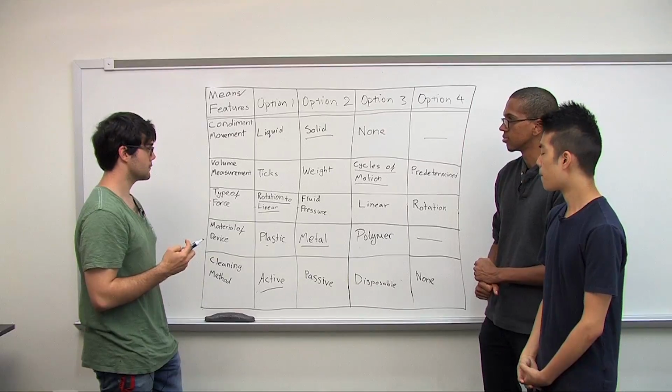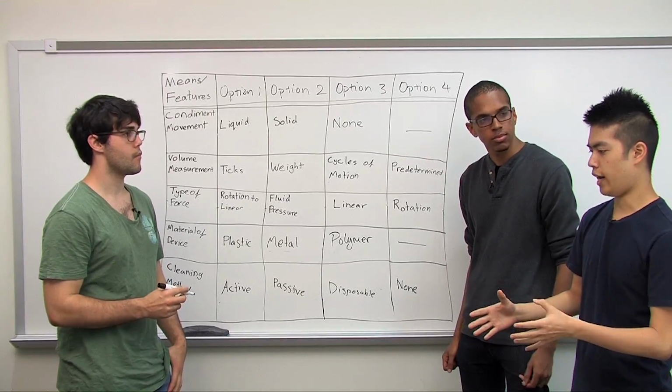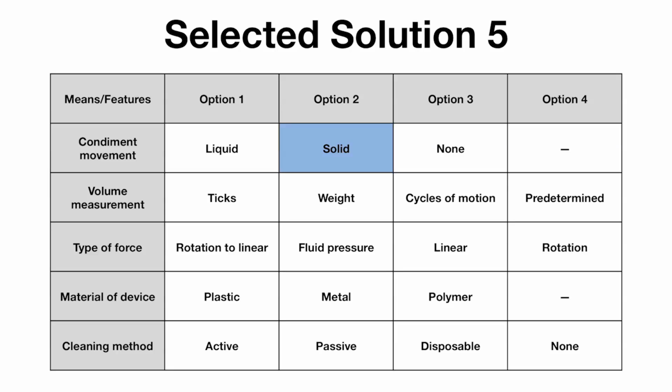Right, yeah. So what if we had a solution that moved solid particles, like an Archimedes screw, out of one condiment pouch and into the coffee pouch, and we measure it kind of based on how many times you turn it, so it would measure how much is taken up each time, by using a kind of crank to bring the solid up, made out of metal using a passive cleaning method.